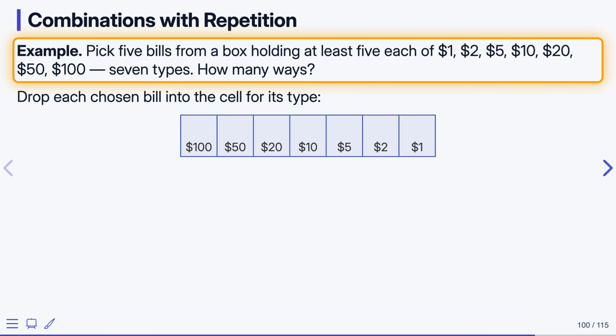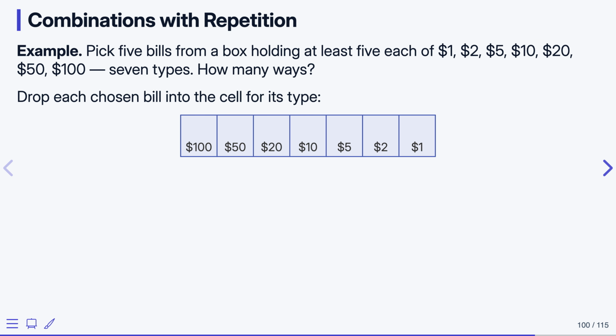Now combinations with repetition. A box holds bills, at least 5 of each type. The types are $1, $2, $5, $10, $20, $50, and $100. That is 7 types. In how many ways can we pick 5 bills? Two things are different from before. The order does not matter, so this is a selection, not an arrangement. And we may pick the same type more than once, so 3 $20 bills is a legal choice. Neither formula so far handles that.